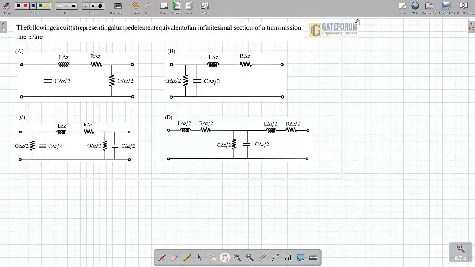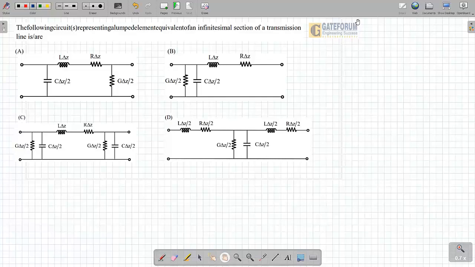The following circuit represents the lumped model equivalent of an infinitesimal section of a transmission line. So in this, you have to identify which one of them represents that. So the correct options for this are options B, C, and D.